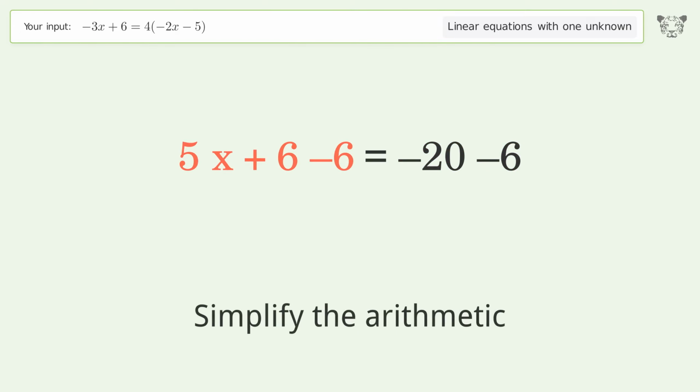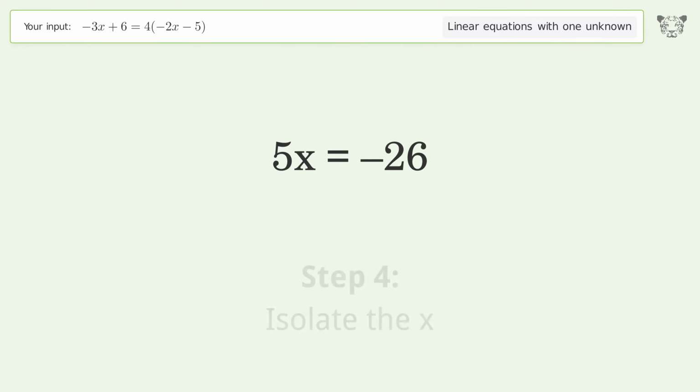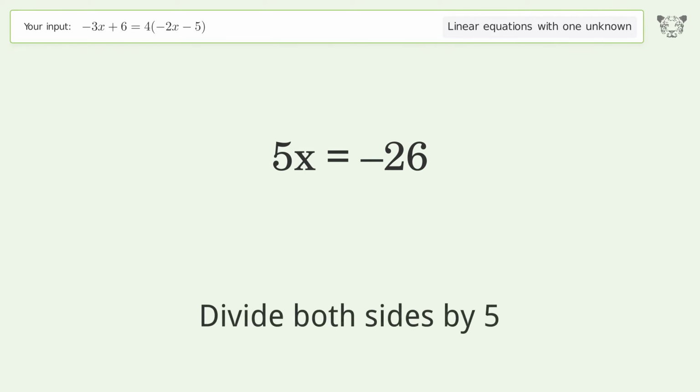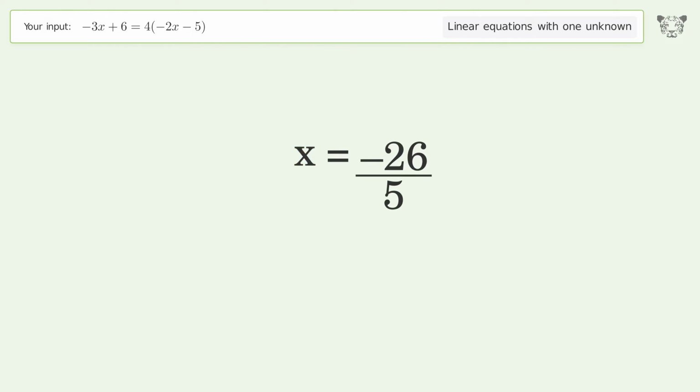Simplify the arithmetic. Isolate the x. Divide both sides by 5. Simplify the fraction. And so the final result is x equals -26/5.